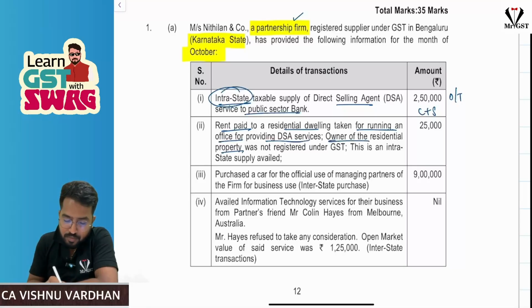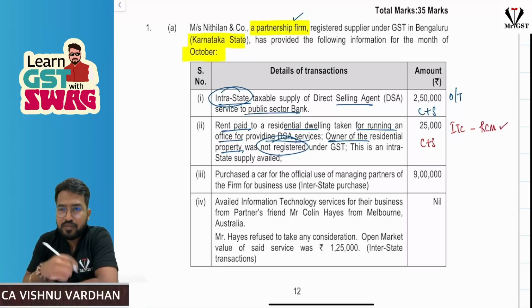Owner of the residential property was not registered. So this is an intrastate supply. Again, sir, this is CGST plus SGST, and it is an input tax, ITC, but RCM will come into picture, so we should be very careful. So that also I'm writing here.